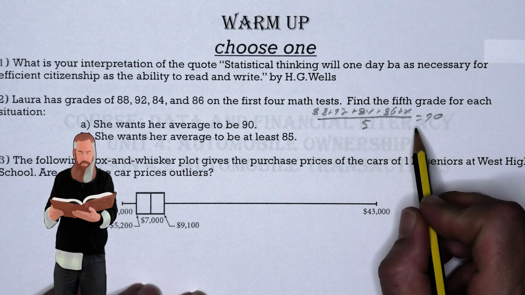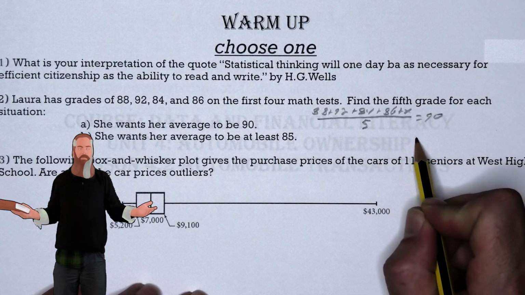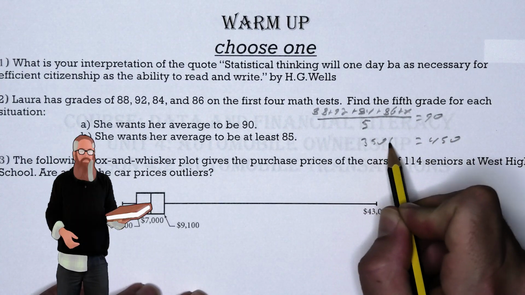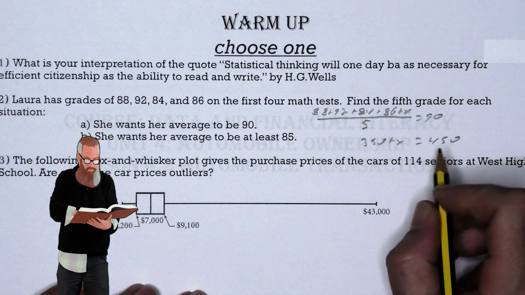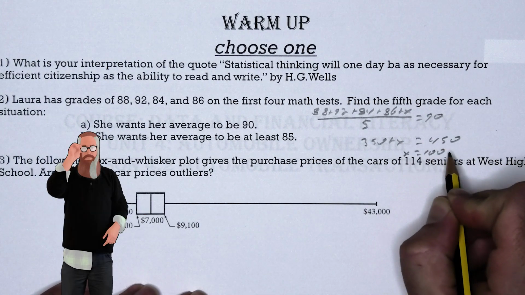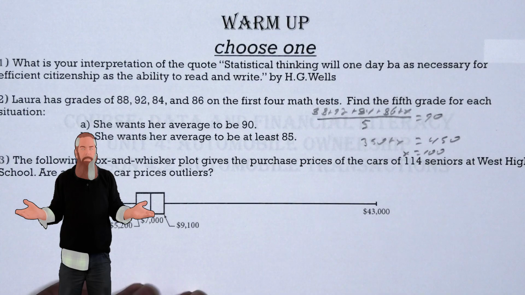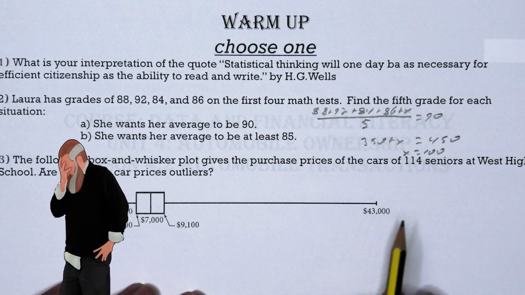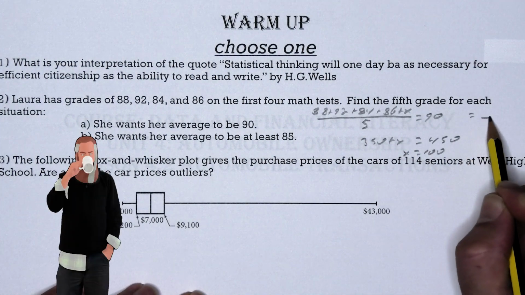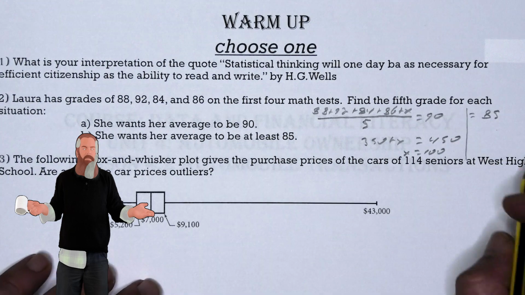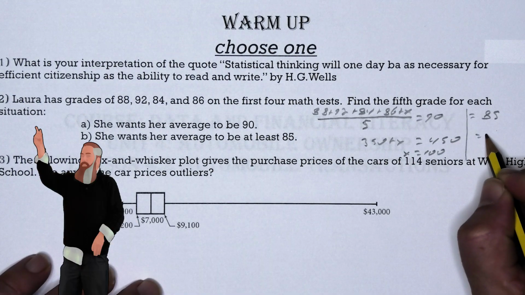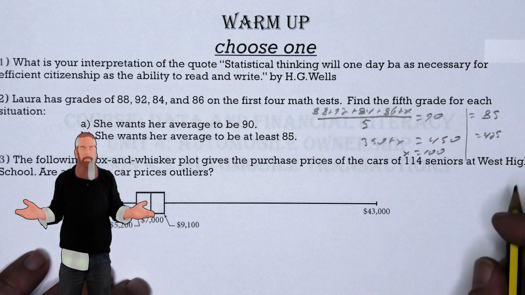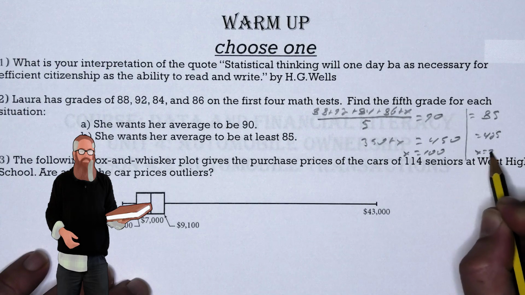Now, if we multiply both sides by 5, then we will get on the right side 450, and on the left side 350 plus x. Now, by subtracting 350 from both sides, we see that she needs to have a 100 in order to have a 90 average. But what if she wanted to have an 85 average? Well, we would do the exact same thing, except we would be dealing with an equals 85. So that means on the right side, instead of 450, we would have 425. And when we subtracted 350 from that, we would find that she needed at least a 75.